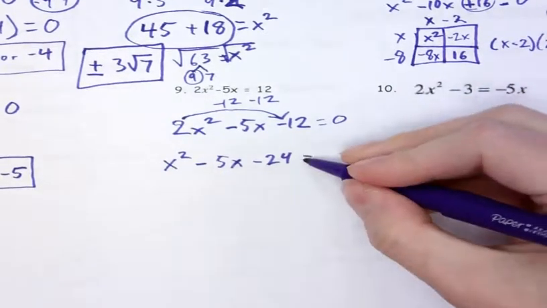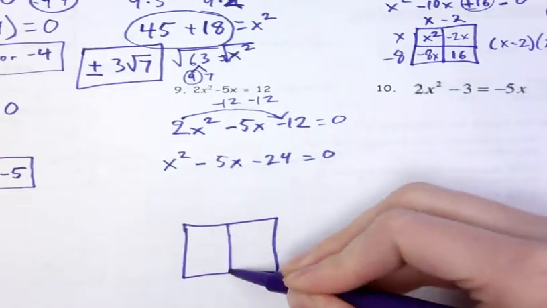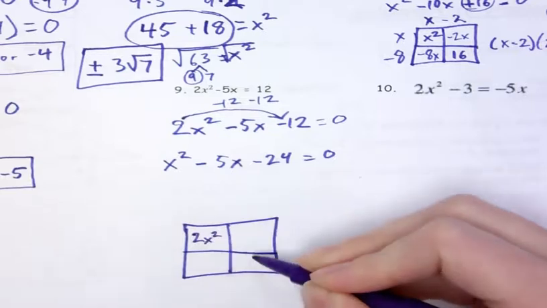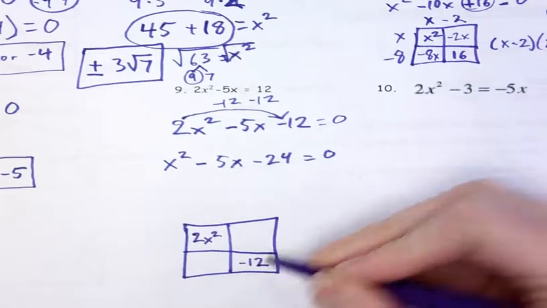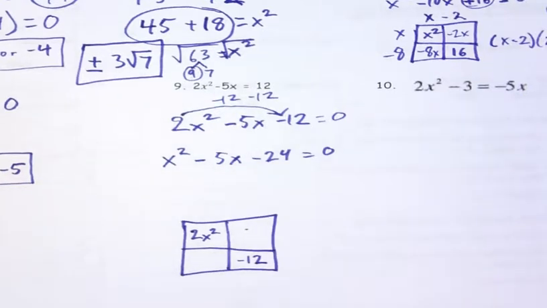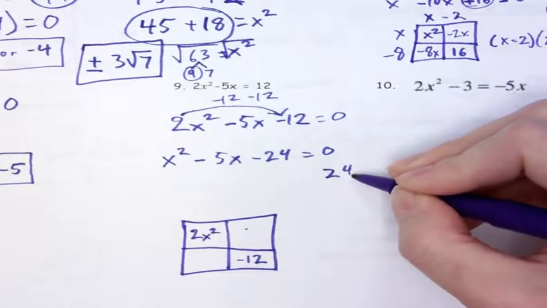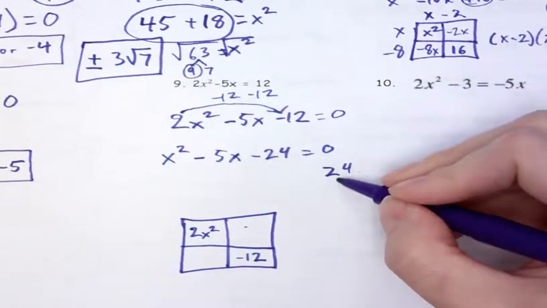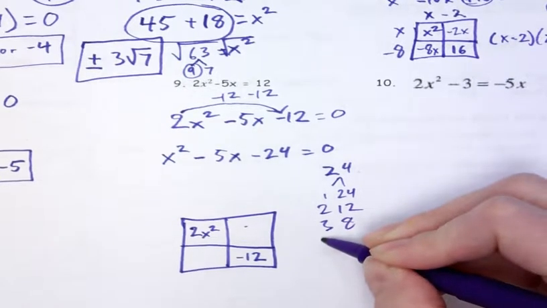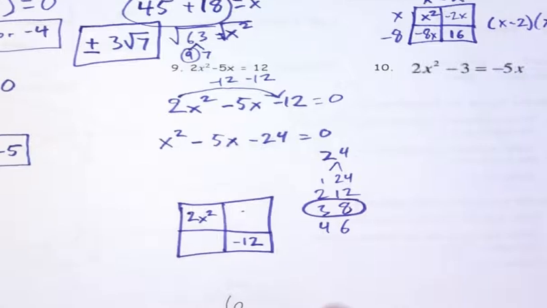Equals 0. And this is one I do use the box for. It seems to work the best. And so I still know my original equation is going to be, I'm going to have the 2x squared and the negative 12 here. This in-between one where I multiplied helps me figure out which two numbers go there. So I take my negative 24, and because it's negative, I'm going to see what multiplies to 24 and subtracts to 5. So 1 and 24, 2 and 12, 3 and 8, 4 and 6. Okay, so 3 and 8, those are the ones that are going to subtract to 5.